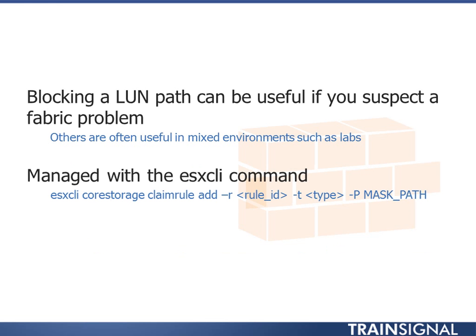You manage it with the ESXCLI command. So you do esxcli storage core claimrule add. You use -r for a rule ID, which is a number. -t is the type, and we'll talk about type; that's going to dictate vendor, LUN, array model, whatever. And then -P is the plugin. The storage plugin you're going to use is a hard-to-find one called MASK_PATH, and it masks the path to that device.